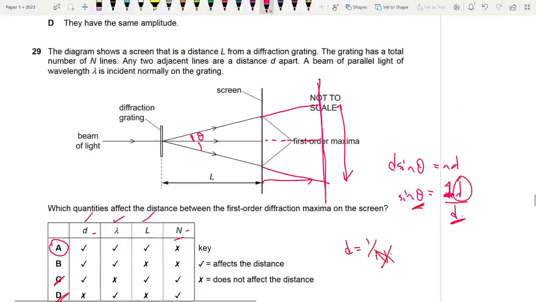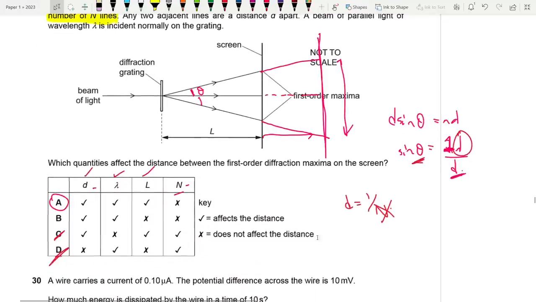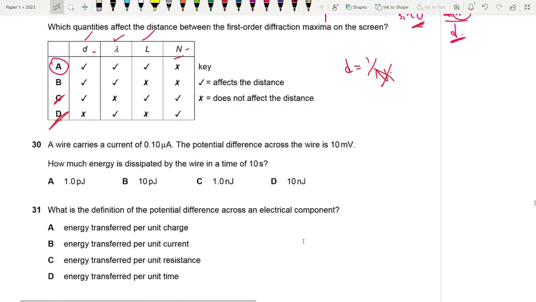They just tricked you. I've never seen this question before, guys. This is rather hard. A lot of candidates would have made a mistake. Even I would have made a mistake, maybe. It's a bit tricky because I would have thought that d is equal to 1 by n, number of lines per meter, but n is the total number of lines.